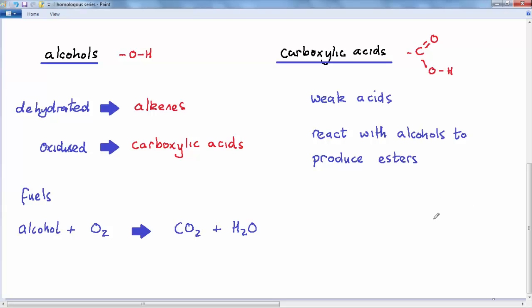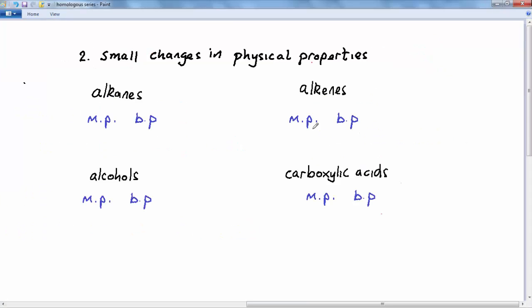Each homologous series has a functional group which dictates its particular chemical properties, which gives that homologous series similar chemical properties. Now, not only do they have similar chemical properties, but they will also have similar physical properties. So first of all, the families have similar melting points and boiling points. Okay, and what will happen is there will be small changes in these melting points and boiling points as you move down the group.